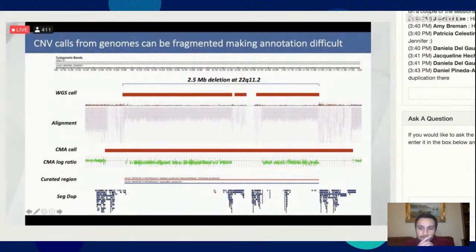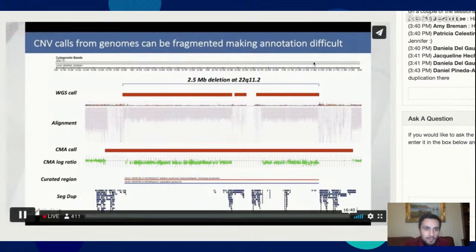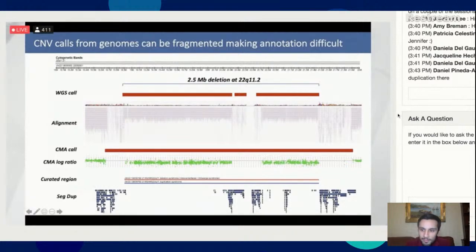And so here's the cytoband. Many of you will recognize this as the common 22q11.2 deletion syndrome, 2.5 megabase deletion. And you can see the BAM file here. You can clearly see where the segmental duplications are here that are splitting up the call. And on the microarray, you can clearly see the call here as well, which is sometimes overextended because there's no probes in the segmental duplications. And this is obviously the minimal region, the minimal curated region.